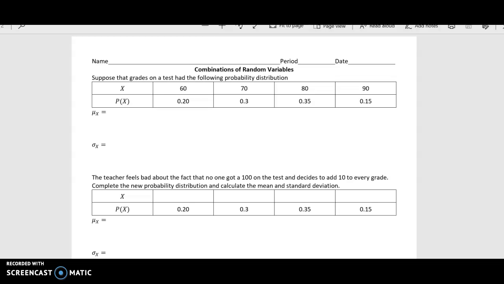We're talking about combinations of random variables. We have a couple probability distributions, or tables of probability, events with probabilities tied to them, and we're just going to find the expected value or mean and the standard deviation. We've done this before. We are adding these guys up.